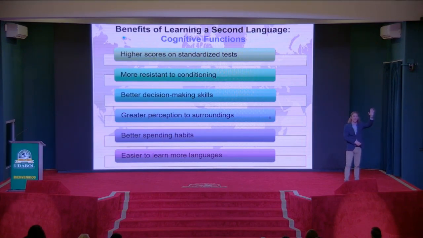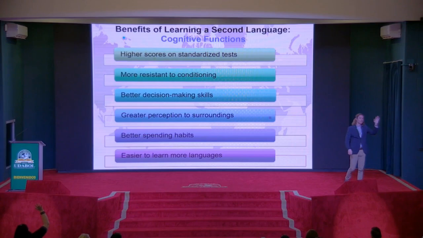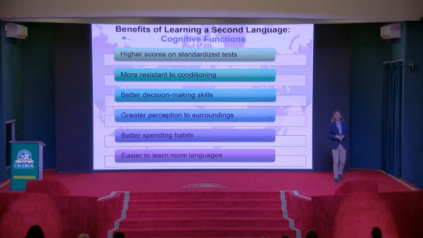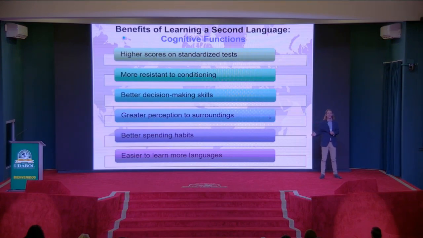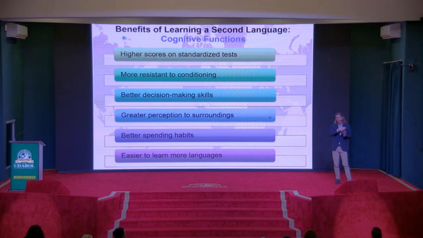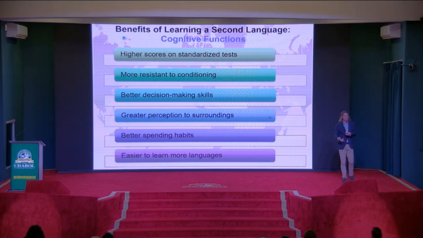And then finally, easier to learn more languages. How many of you speak three languages? Was your third language easier to learn than your second language? Usually people say yes. In my experience, I would make mistakes in my second language and not in my native language. But your brain has learned that process of language learning, and it makes it easier. And it gets actually exponentially easier. If you learn a fourth language and a fifth language and a sixth language, things get simpler.